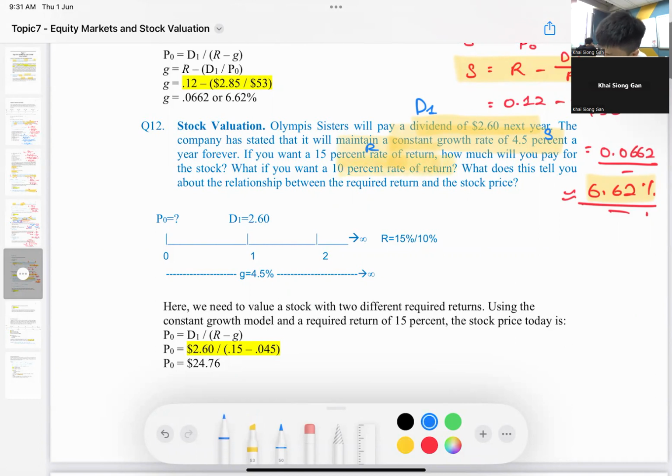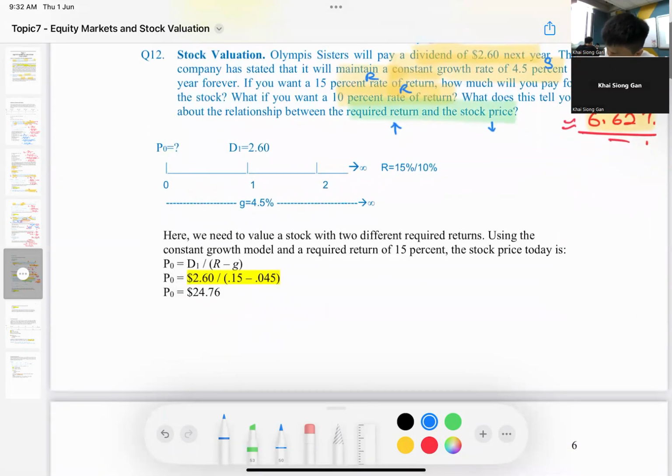So another question. Okay, what does this tell you about the relationship between the required rate of return and stock price? So we learned that required rate of return and stock price have a negative relationship. Correct or not? Right? When the required rate of return is high, stock price will be low. We just learned from the graph just now. Correct? Okay, so now let's calculate. When I expect my required rate of return is 15%.